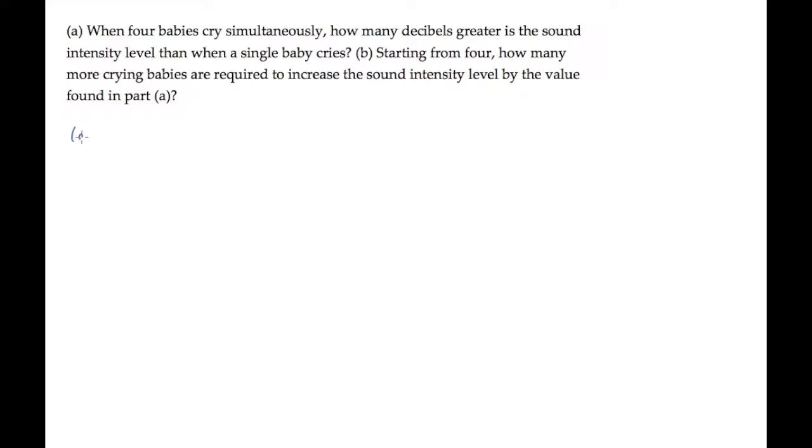Part A of this problem asks us to find the increase in sound intensity level when there are 4 babies crying rather than just 1 baby crying. I'll draw 4 dots here to represent the 4 babies with a person's ear. The sound intensity level, beta, is 10 log sound intensity I over reference intensity I naught.